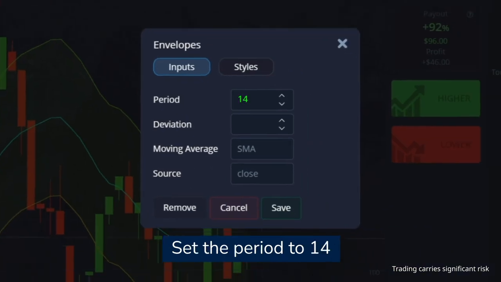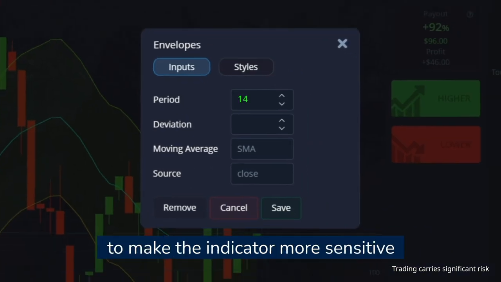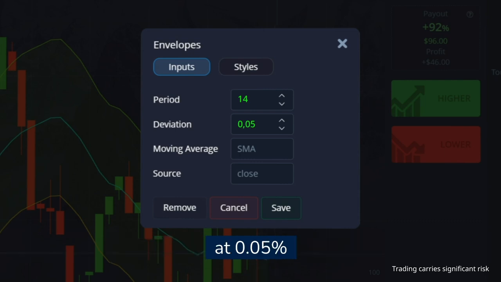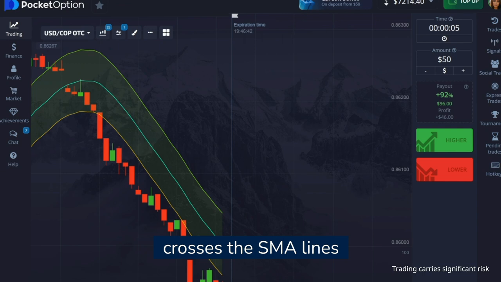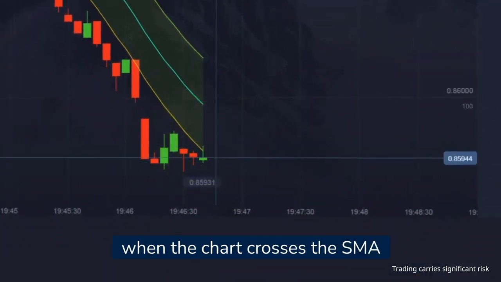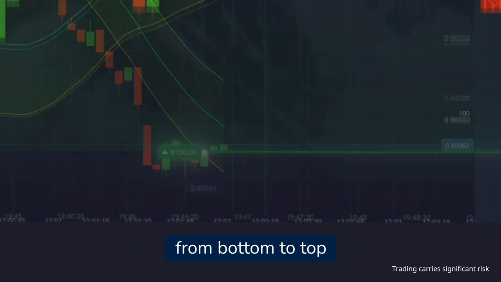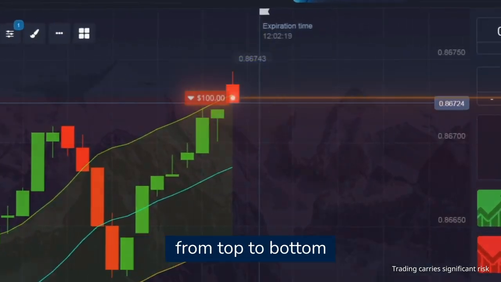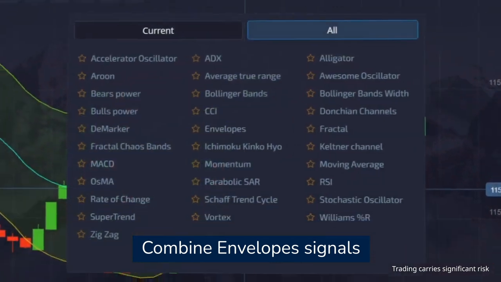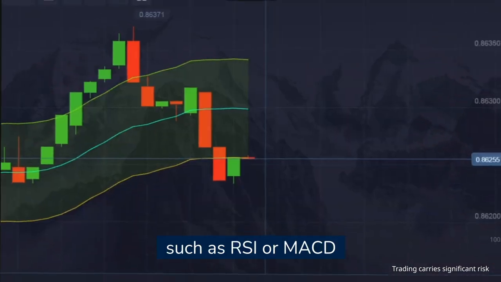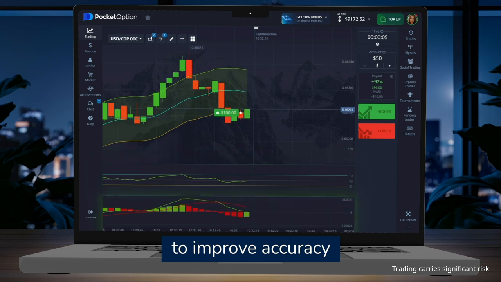How to set up the envelopes indicator for quick trades. Set the period to 14 to make the indicator more sensitive to short-term price movements, and set the percentage deviation at 0.05%. Watch how the chart crosses the SMA lines. Open an up trade when the chart crosses the SMA from bottom to top. Open a down trade when the chart crosses the SMA from top to bottom. Combine envelope signals with other indicators such as RSI or MACD to improve accuracy.